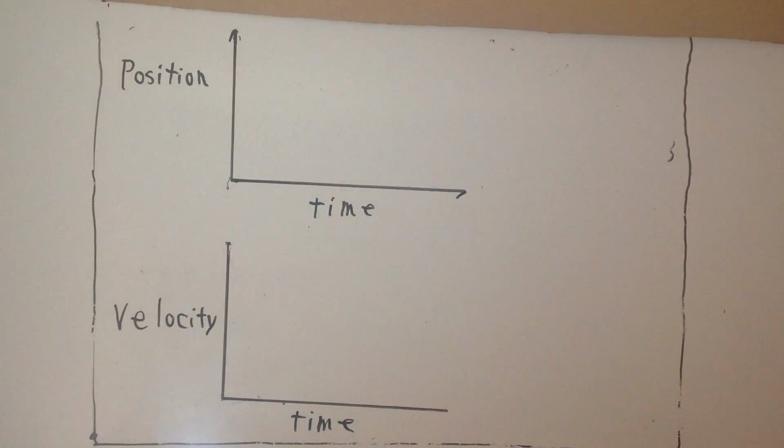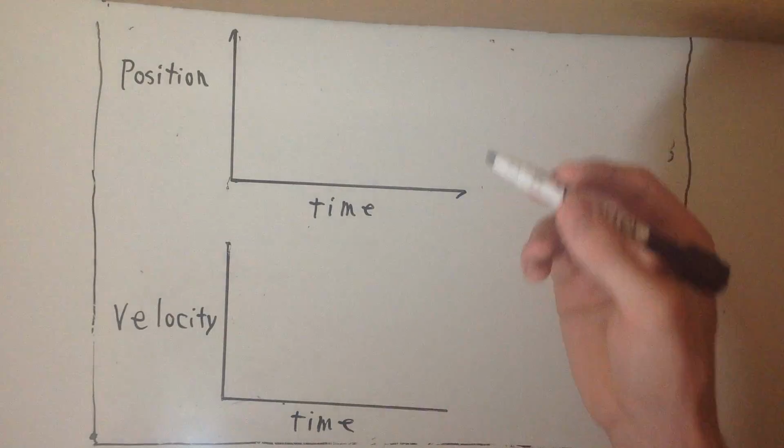What would it look like on a position versus time graph if you grabbed a ball, threw it up in the air, and waited for it to come back to your hand? Okay, take a moment, write that down, think about it. And now that you've had that moment to think about it, I'm going to explain what's happening.